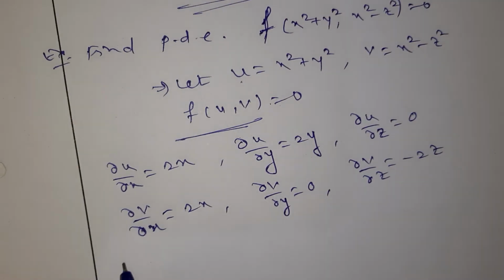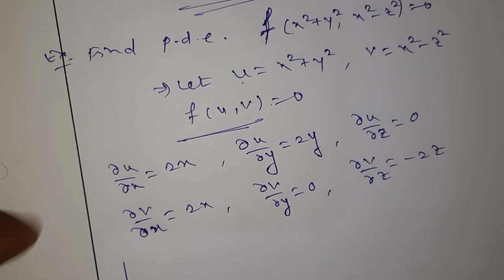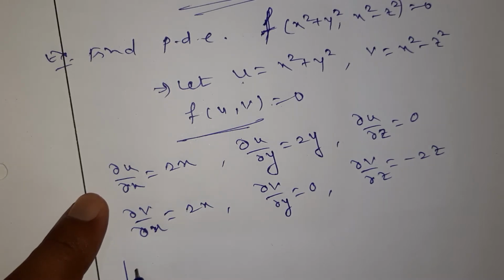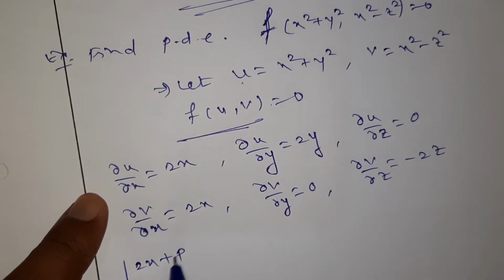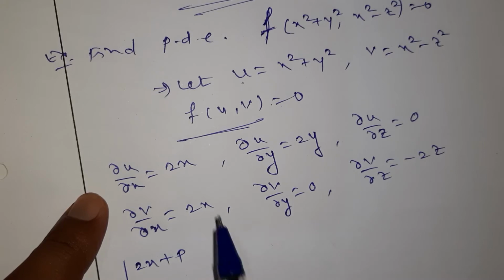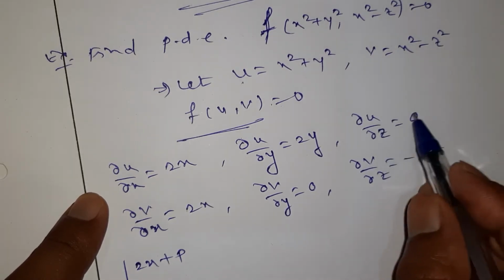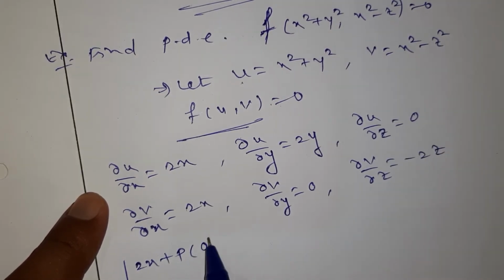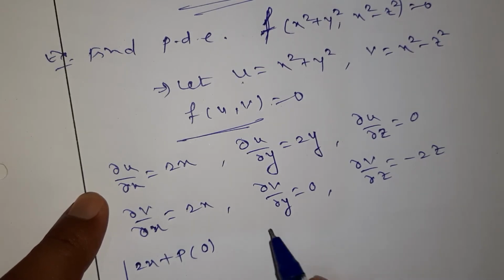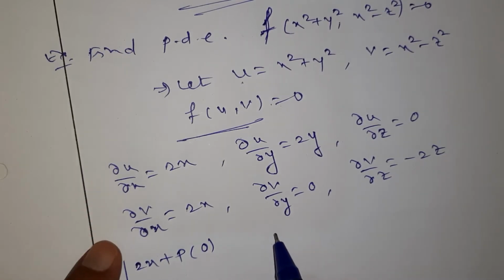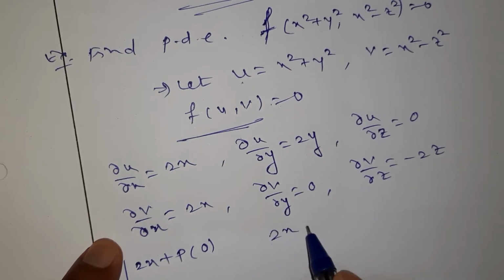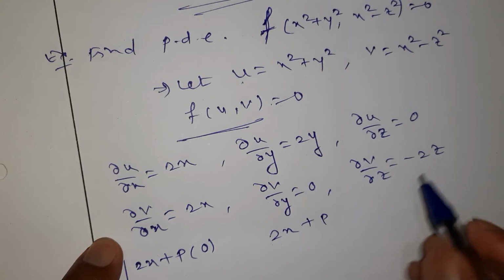In the first one, what is ∂u/∂x? ∂u/∂x is 2x, plus p into ∂u/∂z. What is ∂u/∂z? It is 0, so p into 0. Okay, first term over. Then ∂v/∂x. What is ∂v/∂x? It is 2x, plus p into ∂v/∂z, which is minus 2z.